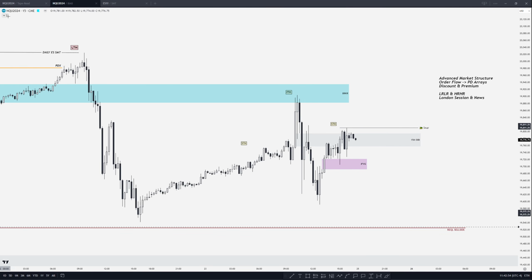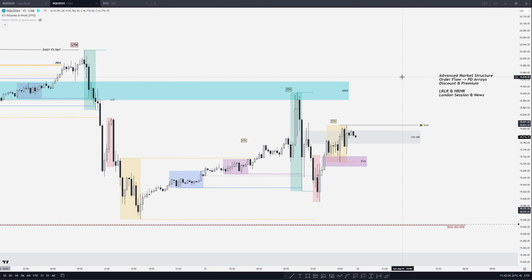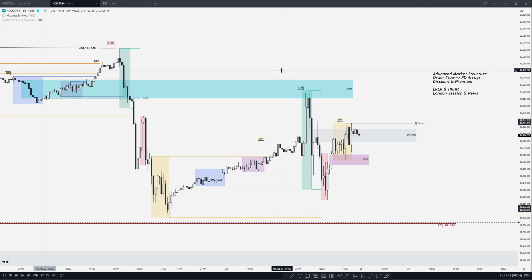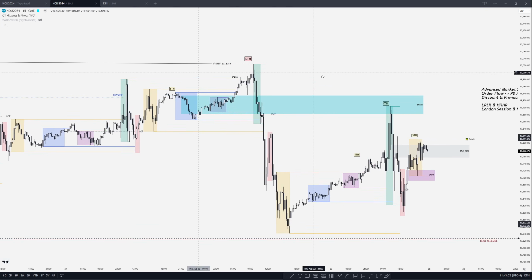You get to see what London did. Did London create an SMR? Is New York likely to see that reversal? Where's the high resistance and low resistance liquidity? And that's normally pretty easy to spot.